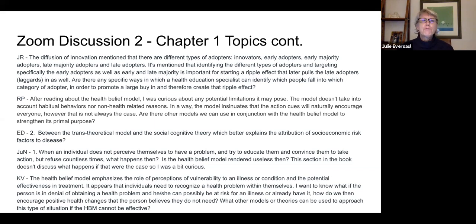After reading about the health belief model, I was curious about any potential limitations it may pose. The model doesn't take into account habitual behaviors or non-health related reasons. In a way, the model insinuates that the action cues will naturally encourage everyone. However, that is not always the case. Are there other models we can use in conjunction with the health belief model to strengthen its primal purpose?